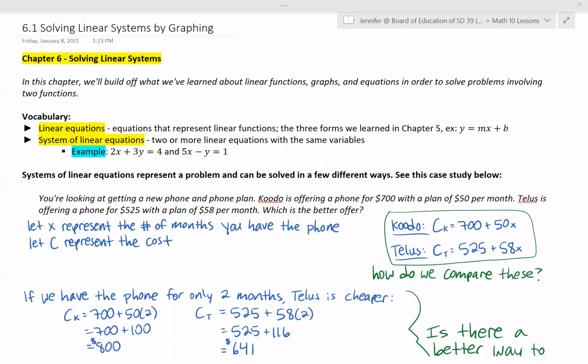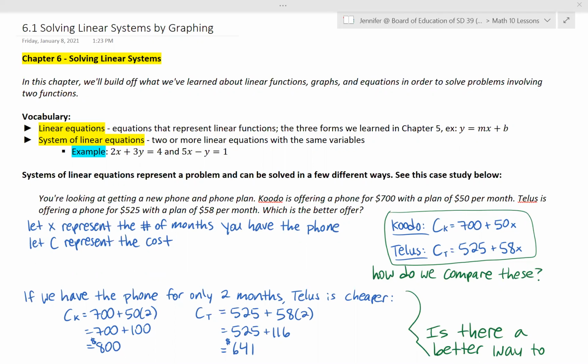This is lesson 6.1, solving linear systems by graphing. This is the first lesson of chapter 6, which is solving linear systems. In this chapter, we'll build off what we've learned about linear functions, graphs, and equations in order to solve problems involving two functions. First, some vocabulary.